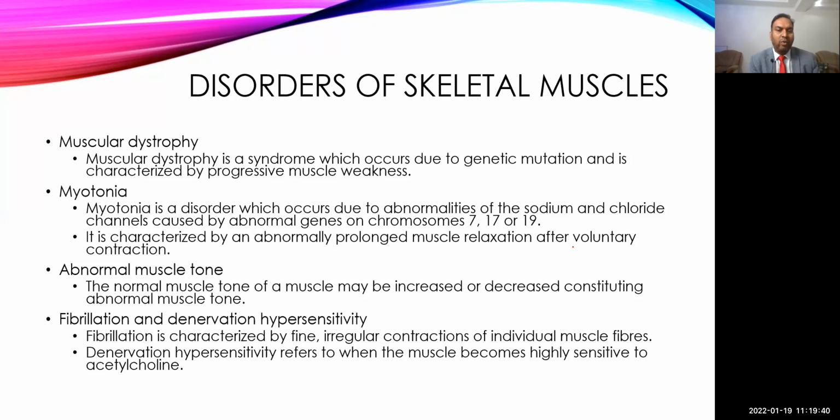Then abnormal tone, it can either increase or decrease in the muscle tone. When there is an increase in tone, we call it spasticity or rigidity. When there is a decrease in tone, we call it hypotonia.